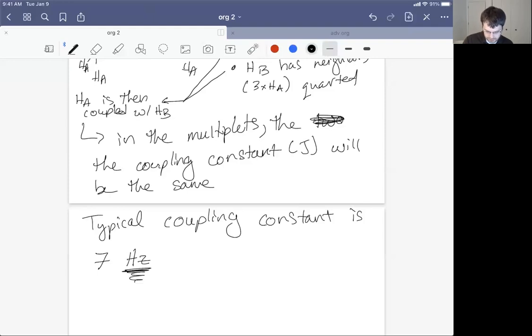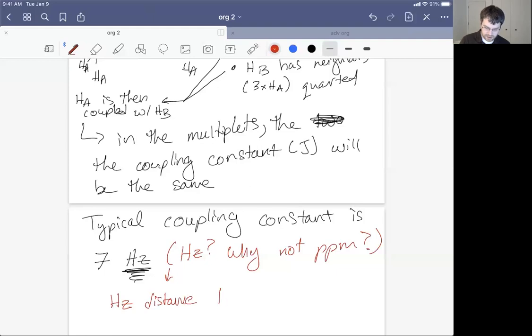Now, hertz, I'm going to write this in a different color. Hertz, why not parts per million? If we're going to go to the trouble of using parts per million along the x-axis for the chemical shift label, why not parts per million for the coupling constant label? Well, it turns out that the answer to this question is that the Hertz distance doesn't change with the external magnetic field.